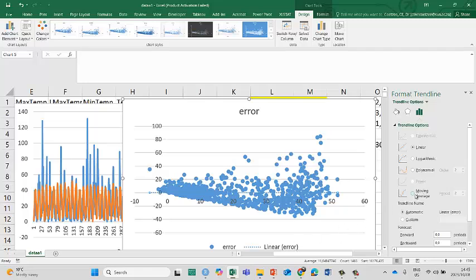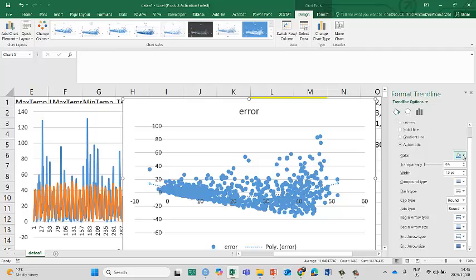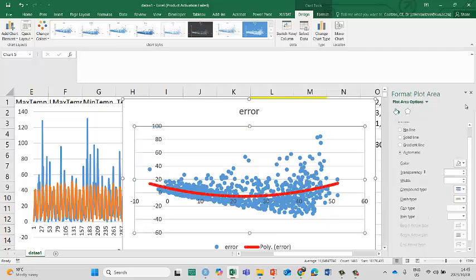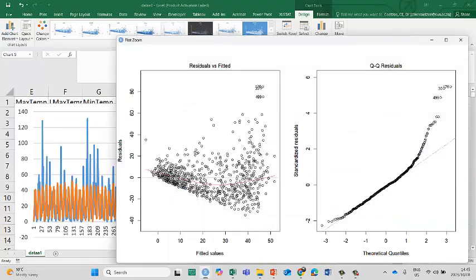Right. Let's do a polynomial trend line. There we go. And we're going to make it red and make it bigger. There we go. And now you have this. Okay.